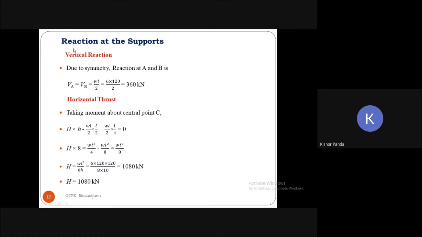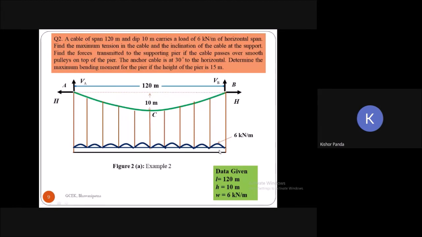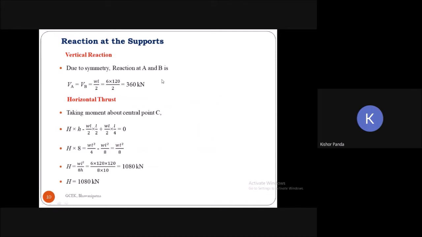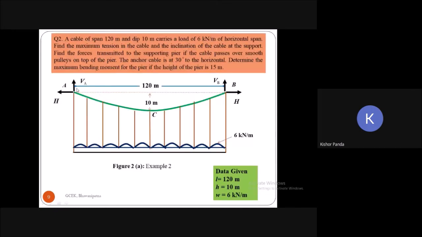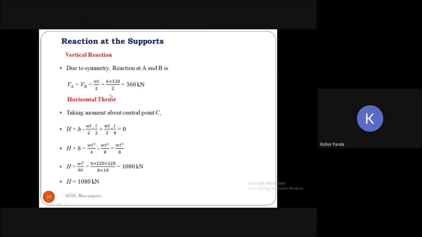So first you find out the vertical reaction. The cable and loading both are symmetrical, so the reactions at A and B are equal. VA is equal to VB is equal to WL by 2, because the total load is WL, and half of the load will be taken by each support. So W is given as 6 into 120 divided by 2. So VA is equal to VB is equal to 360 kilonewton. Then find out the horizontal thrust.